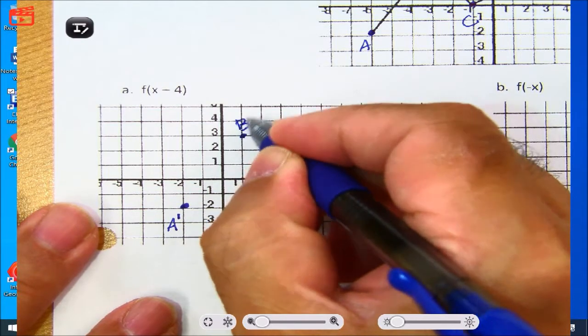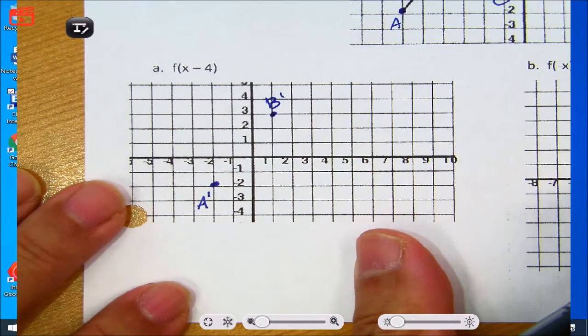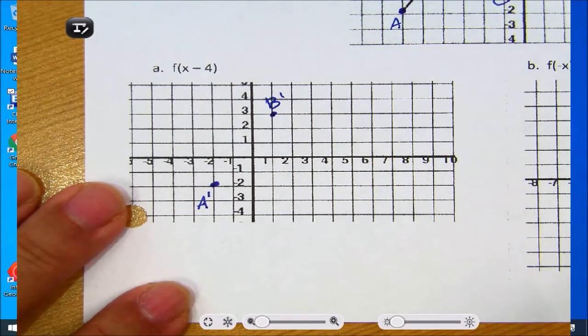And that's B prime. So I added 4 to the x value.